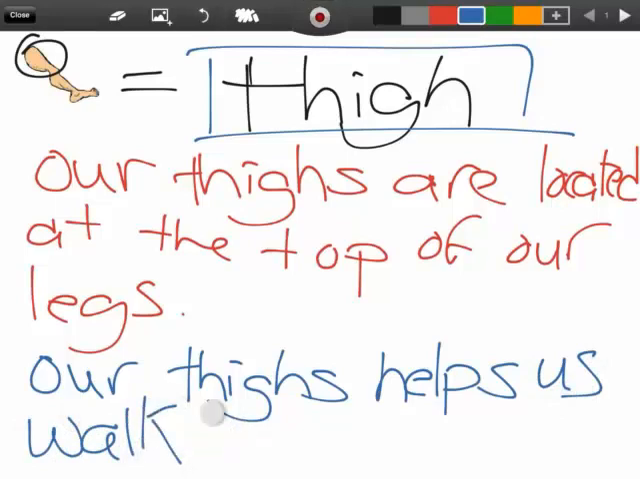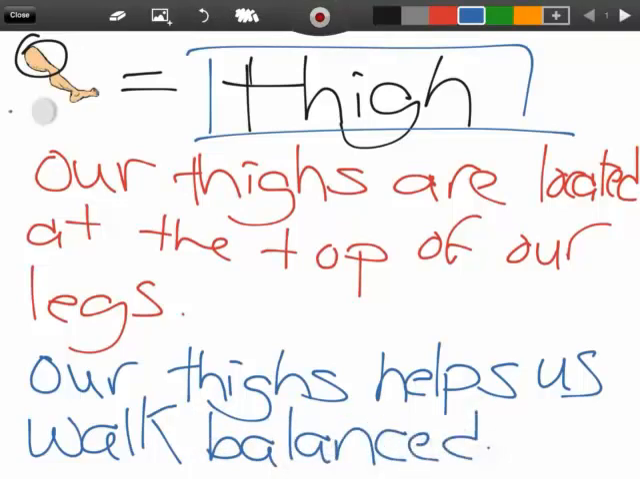Sorry about that. I'm going to go ahead and read that for you. Our thighs help us walk balanced. And our thighs are located at the top of our legs as I have marked it here in the picture.